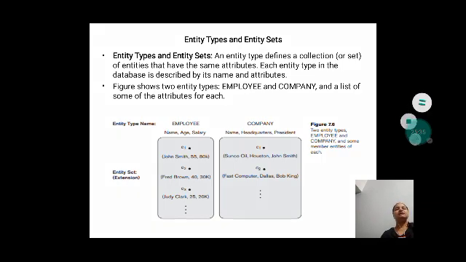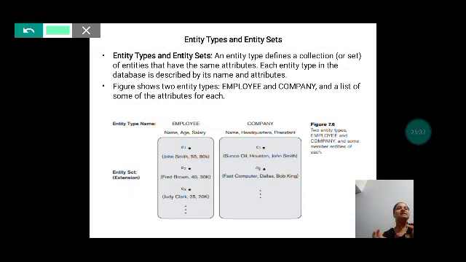That is entity type. Okay, so what is this entity type? Entity type defines a collection, it defines what? A collection or a set of entities that have the same attributes. And each entity type in a database is described by its name and attributes.